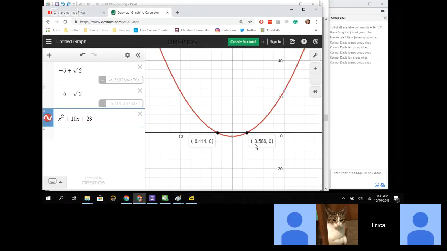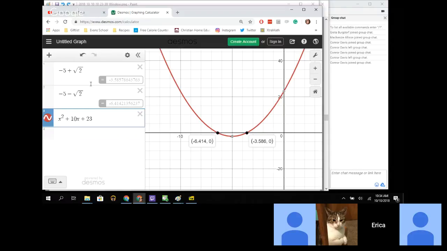So the zeros are at negative 3.586 and at negative 6.414. Those are my two zeros of the function. You can see that graphically. But we needed to figure out what that exact number was. Unfortunately, Desmos can't tell you that negative 3.586 is negative 5 plus the square root of 2, but that's what it is.